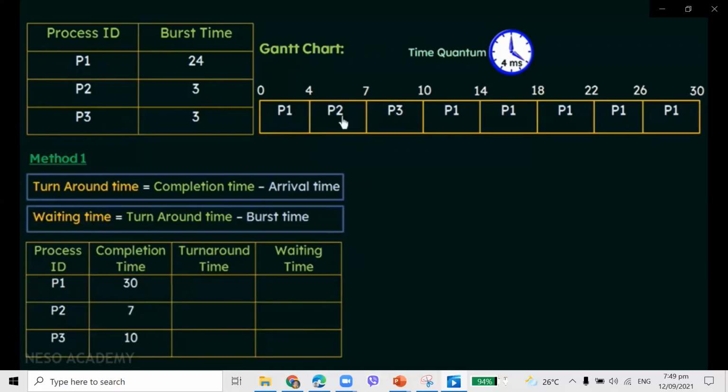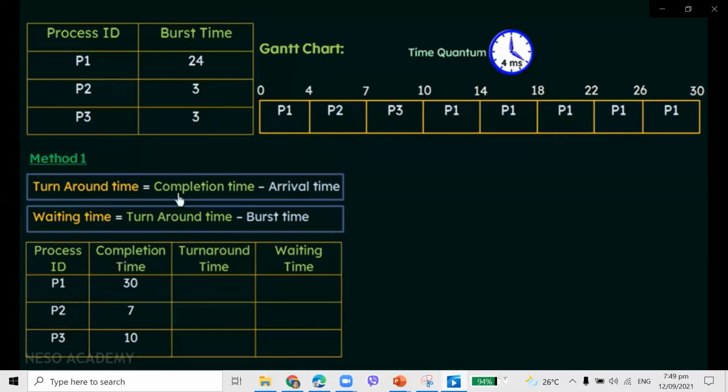Now for P2, when did it last occur? It was here. And what was the time it completed? 7 milliseconds. So 7 is the completion time for P2. And for P3, similarly, it last occurred here, and this is where it completed its execution. So 10 milliseconds is the completion time of P3. Now let's calculate the turnaround time.